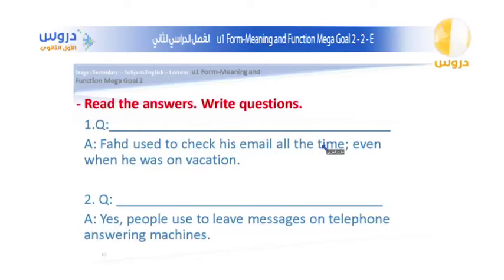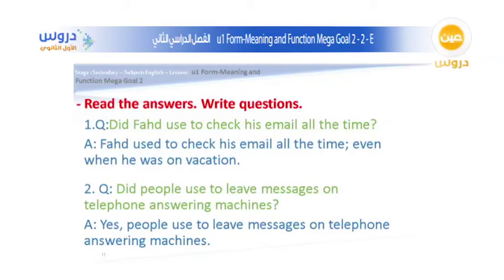So if we want to ask the number of times someone is doing something, we can ask how many times Fahad used to check his email. And this is, of course, an information question because it didn't start with yes or no, unlike the second one, which starts with yes. "Yes, people used to leave messages on telephone answering machines." So our question will be, since it's people and plural, "Did people use to leave messages on telephone answering machines?" So this is also another way to make a question out of this.